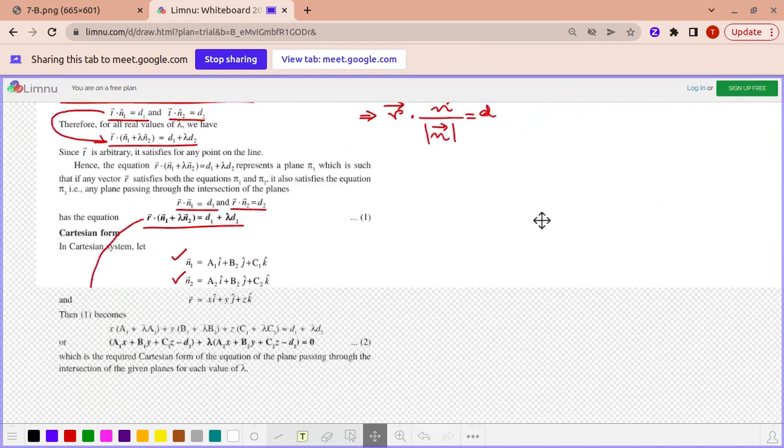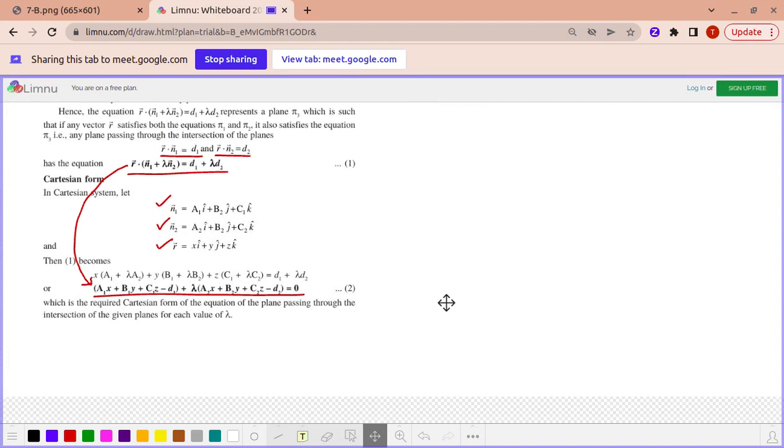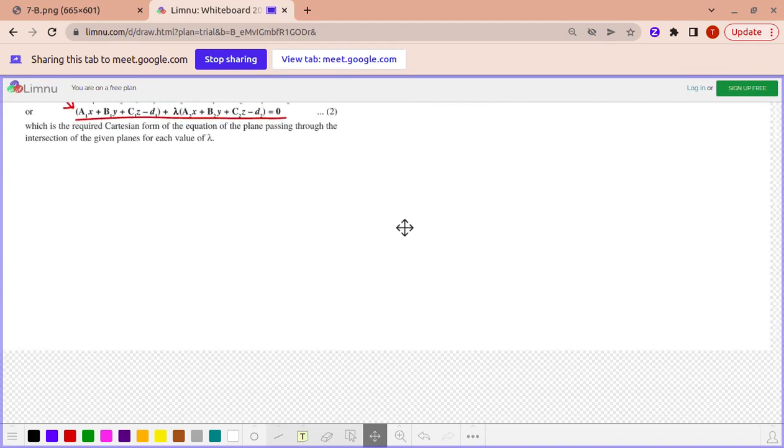Now generally in any numerical questions, a hint will be given to find the value of lambda, and we will see one such example today.